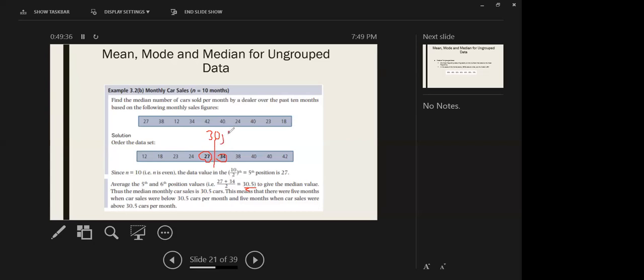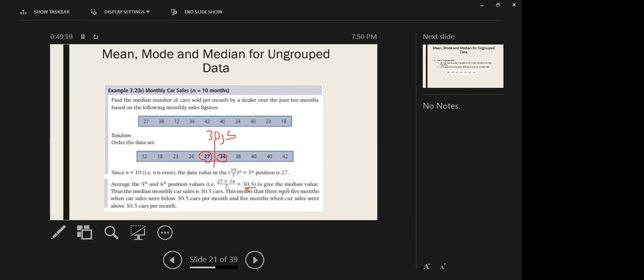30.5, which is somewhere here. So 30.5 is your median. So what does it mean? It means that there are 5 values above this value, and there are 5 values below this value, right? Which is 1, 2, 3, 4, 5, 1, 2, 3, 4, 5. So this value now becomes your median. That's the value that separates your data into equal halves.